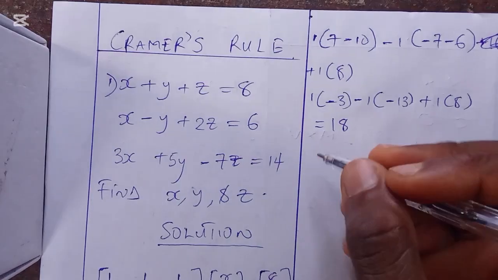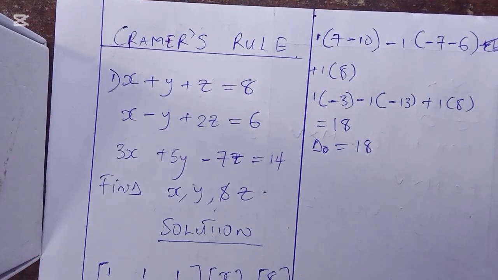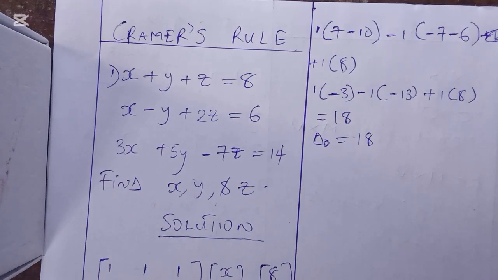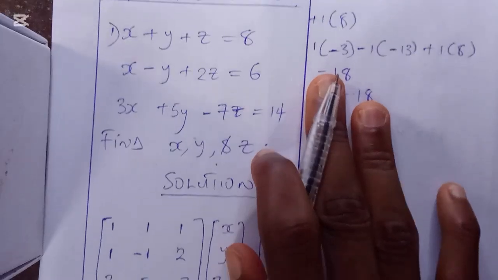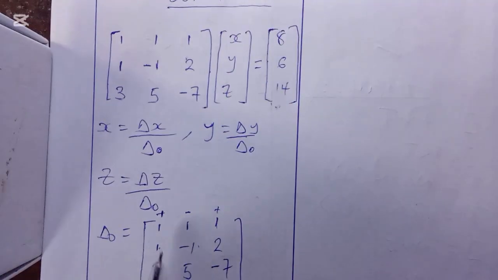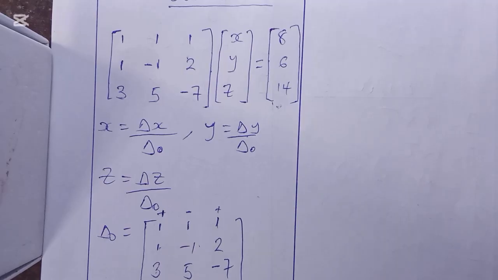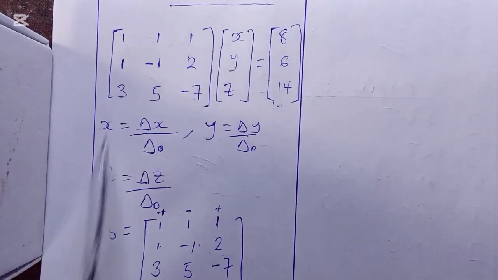Now we have found our delta naught. Our delta naught equals 18. So we have done the first thing. And now, what do we have left to find? Change in x, change in y, and change in z. Now, to get change in x, which is this guy, so we can easily get our x, y, and z, you eliminate, since it's x, this is the x column, don't forget.